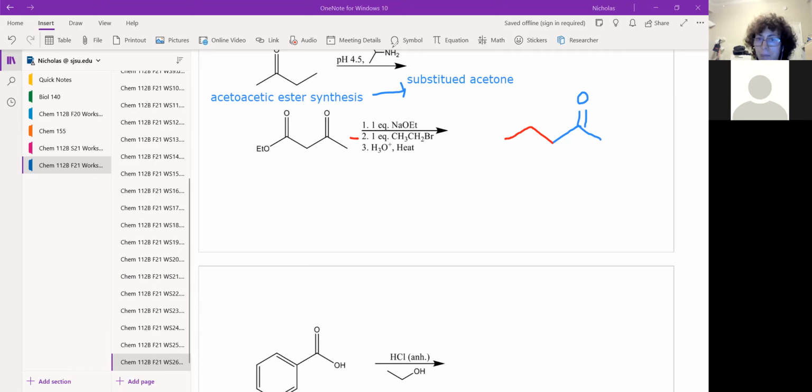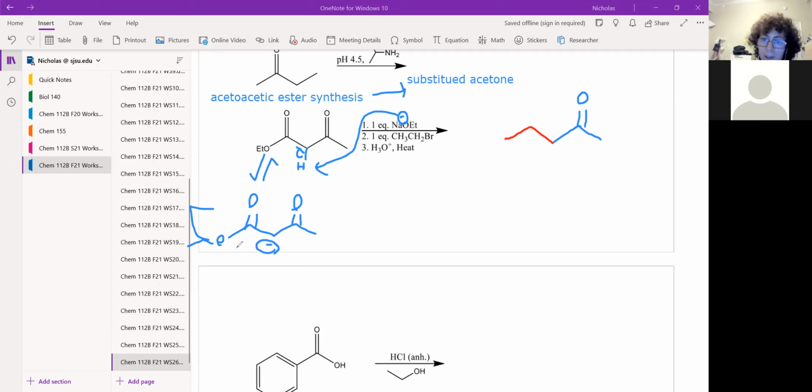So you are starting by adding a base. That's what the first step is. Bases want protons, and the most acidic proton is here between the 2 carbonyls. So that's going to be the proton it takes. And then you form an enolate here.